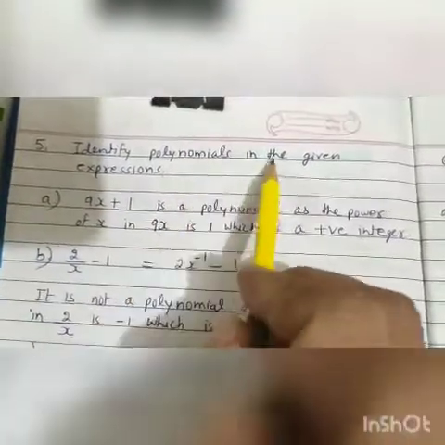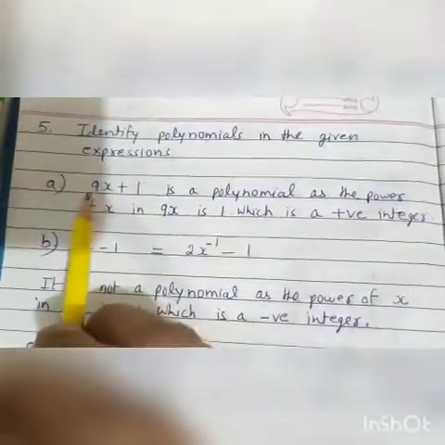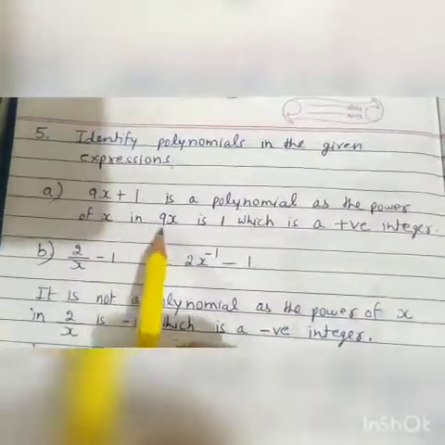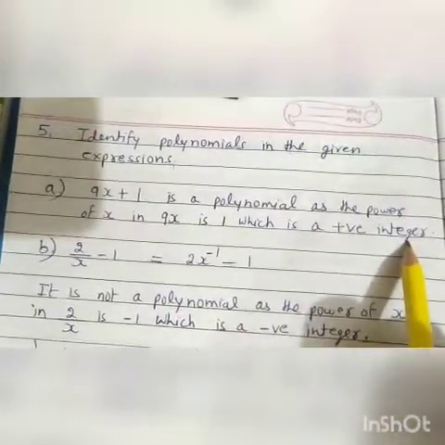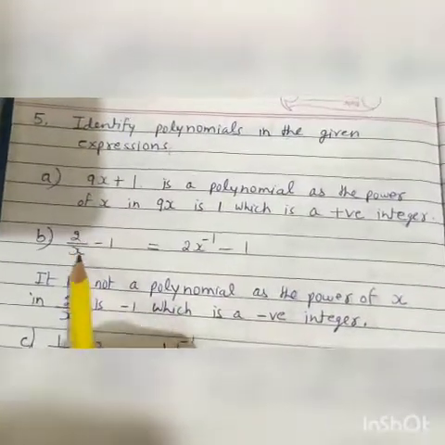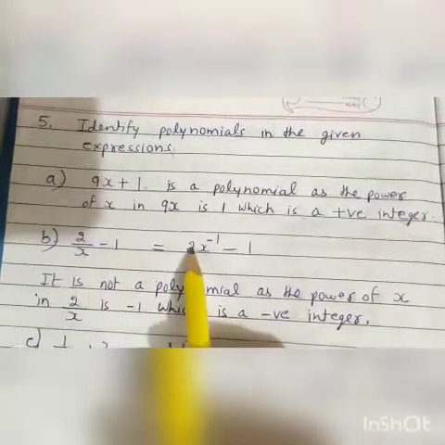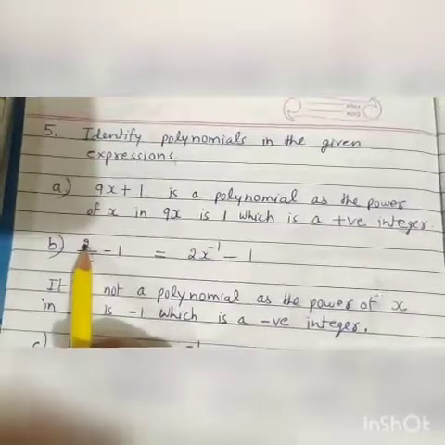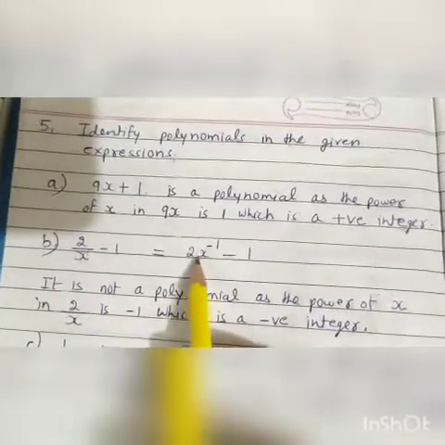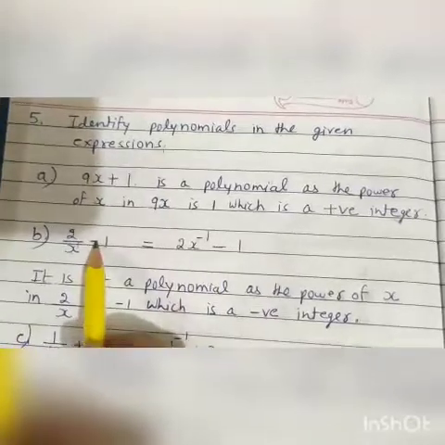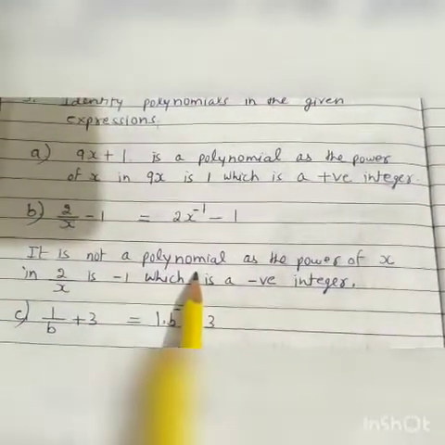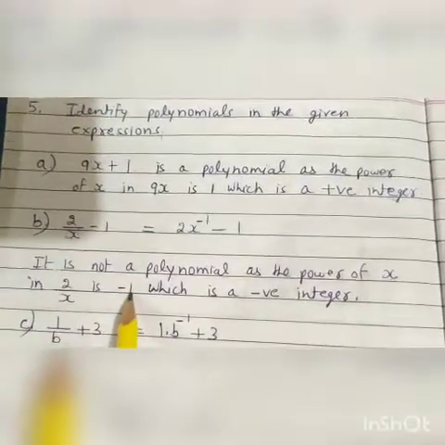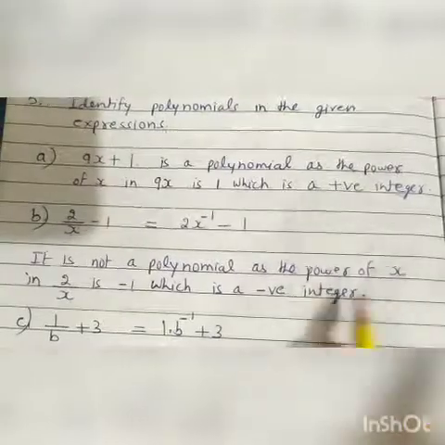Identify polynomials in the given expressions. First is 9x plus 1. It is a polynomial as the power of x in 9x is 1, which is a positive integer. Then second, 2 upon x minus 1. 2 upon x can be written as 2x power minus 1. So this 2 upon x can be written as 2x power minus 1. Then this minus 1. It is not a polynomial as the power of x in 2 upon x is minus 1, which is a negative integer.